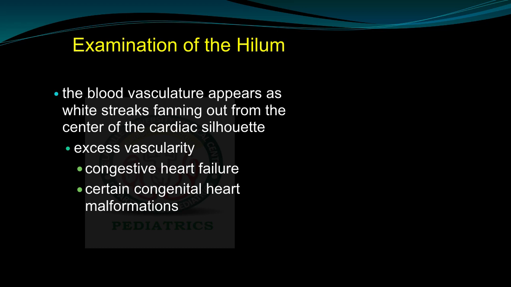Okay, the hilum is the blood vasculature that appears as white streaks fanning out from the center of the cardiac silhouette. It could be a normal vascularity, or excess vascularity, or decreased vascularity. The excess vascularity could be secondary to congestive heart failure or certain congenital heart malformations wherein you have an increased left to right shunting.